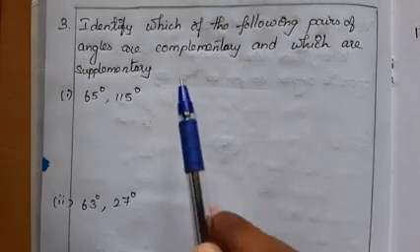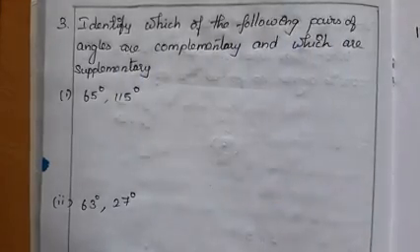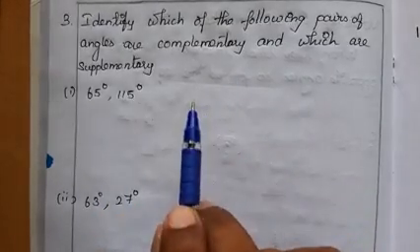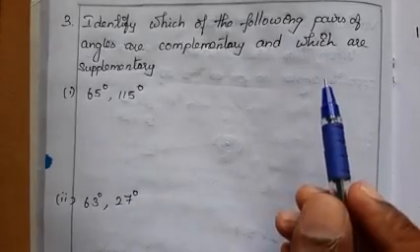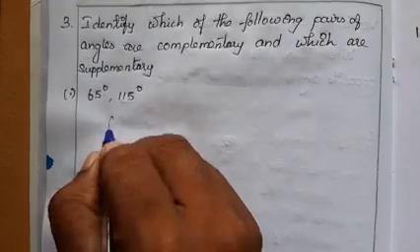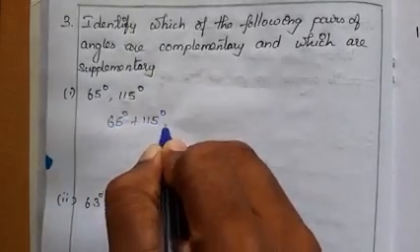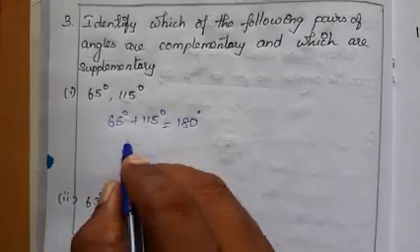So next, identify which of the following pairs of angles are complementary and which are supplementary. Given the pair of angles, we have to add. If we get a sum of 90 degrees, then it is complementary. If we get 180 degrees, it is supplementary. So let me add this 65 degrees plus 115 degrees. We will get 180 degrees. So therefore this is a supplementary pair, right?